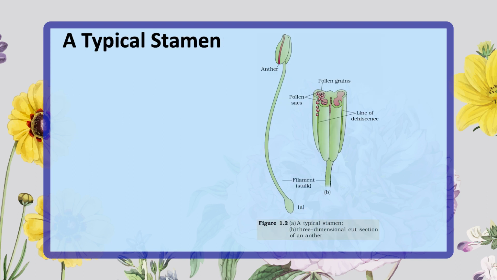We can see two diagrams. Diagram A shows stamen and diagram B is a sectional view of an anther in which we can see 2 theca and 4 microsporangia. What is the line of dehiscence? It is the part of the anther which dries up and cracks, thus releasing pollen to a long distance.